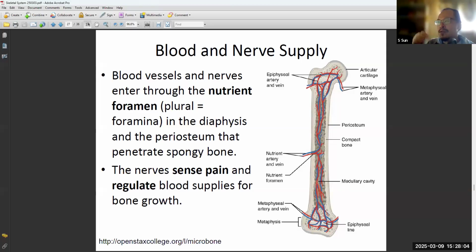So that's what we need to know. You need to know that bone is very vascularized. It has blood perfused throughout the bone tissue. So that's how bone grows and how bone is kept alive.